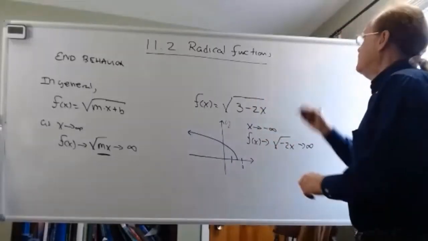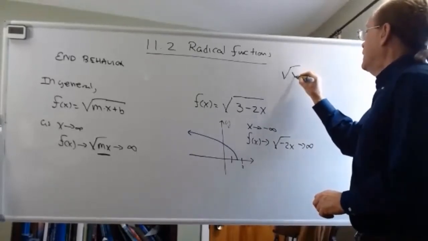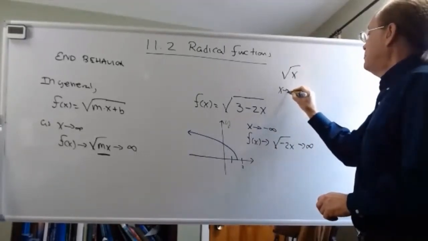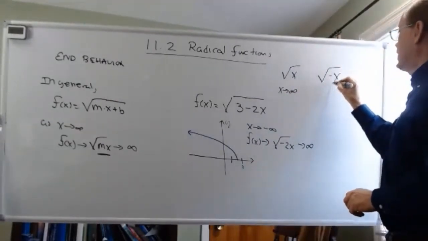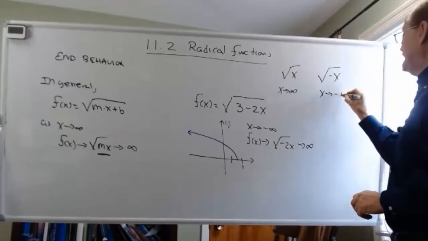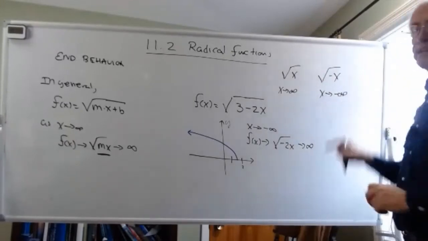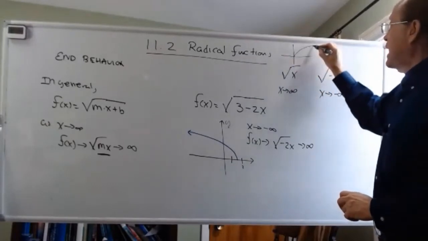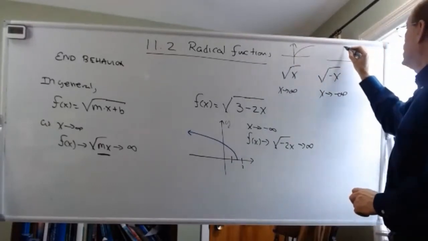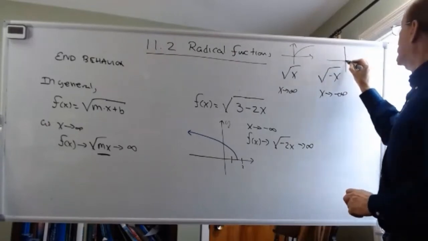But if I look at the other case, for example, for this one, it can only go to positive infinity. However, for this one, it can only go to negative infinity, because that negative is going to turn it into a positive. The graph of this looks like that. The graph of this looks like that.